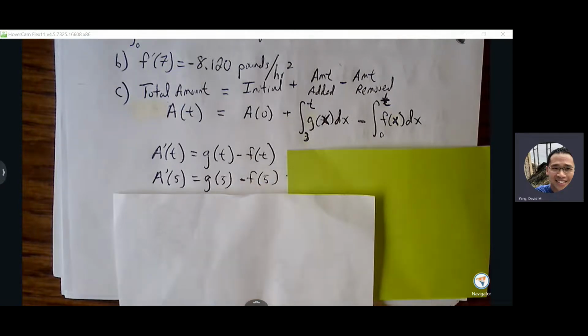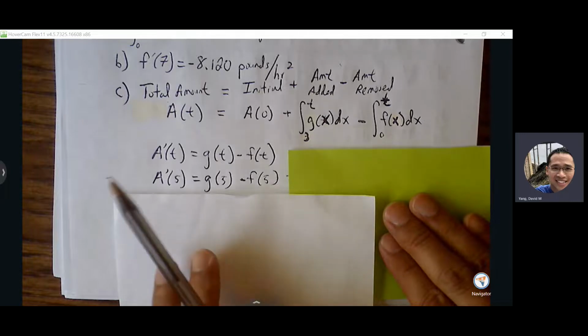We'll see which one is larger, right? If this gives me a positive value, that means at 5 hours, there's more bananas being added to the display table than being removed. But if I get a negative value, that means f of 5 is greater, which means that there's more removed than being added. We know that the amount of bananas is going to be decreasing at that point in time.